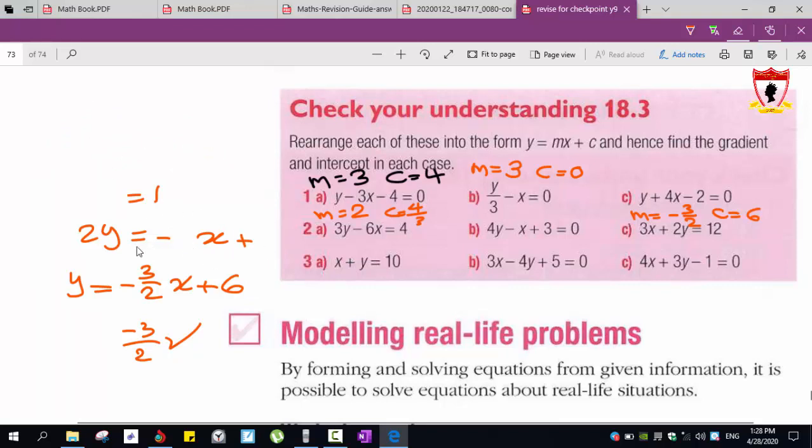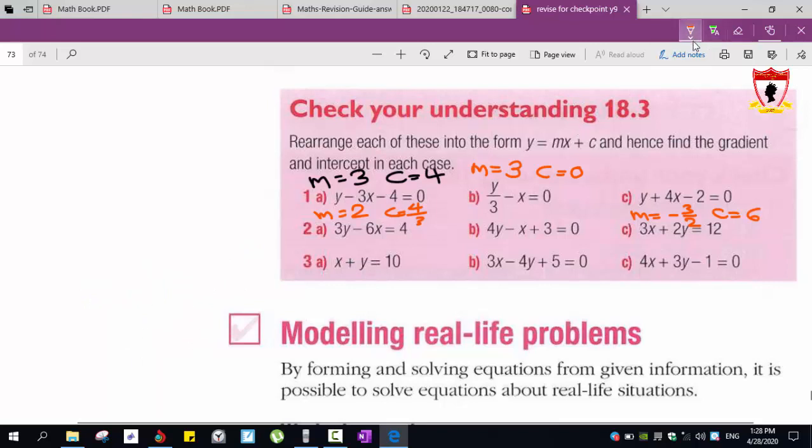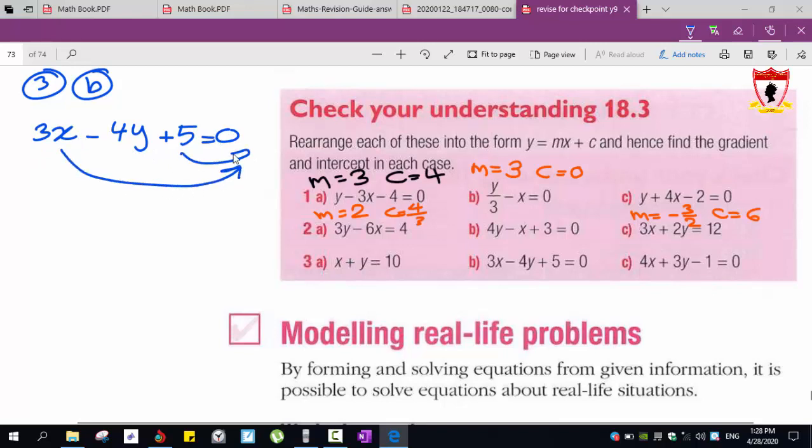In part B, as you see, the y is negative. So I'm going to tell you how you can remove this negative to have y all alone on the left side and everything else on the other side. Question 3b: 3x minus 4y plus 5 equals 0. Then how can we have y alone on a side? Firstly, we send this 3x to the other side, and it will be negative. So now what's remaining here is negative 4y equals negative 3x minus 5.